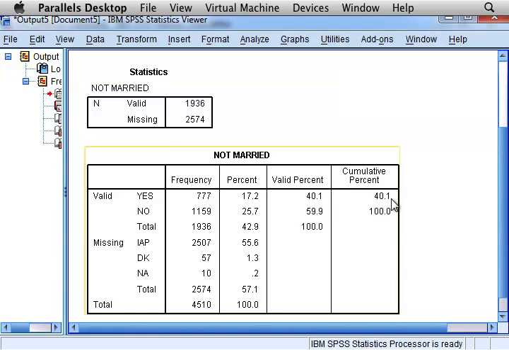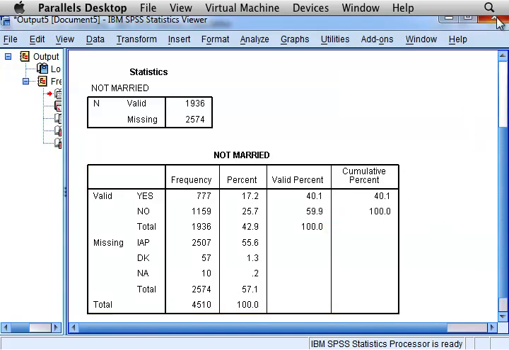The cumulative percentage is, of course, adding up the percentage in a particular direction. In this case, that doesn't make a whole lot of sense because there's not a particular direction to go, and we only have two categories. So the critical one is that 40% are single, and 59.9% are married.